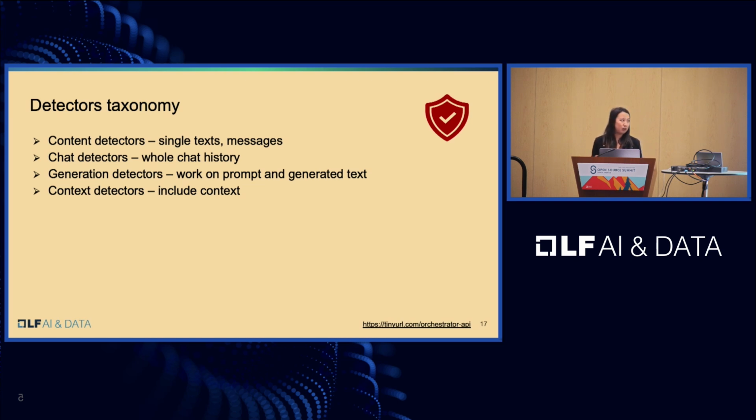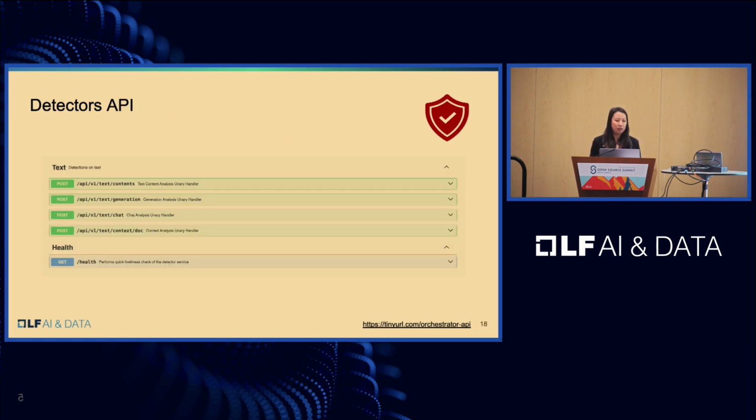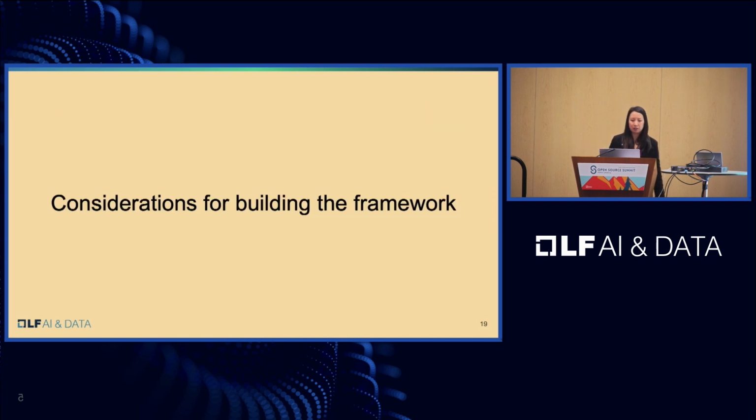to your model output. And so currently, our detectors API that the orchestrator uses to talk to all these different detectors is defined with one endpoint for each part of the detector's taxonomy. So there's one endpoint for each of the content, generation, chat, and context detectors. And right now, it's limited to text. We've been focusing on large language models in particular, but as you can see, it is very flexible and can be expanded to account for other modalities.